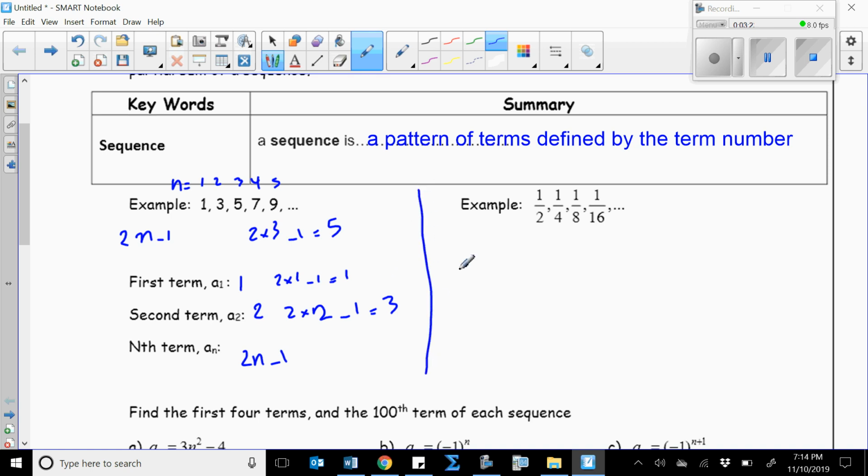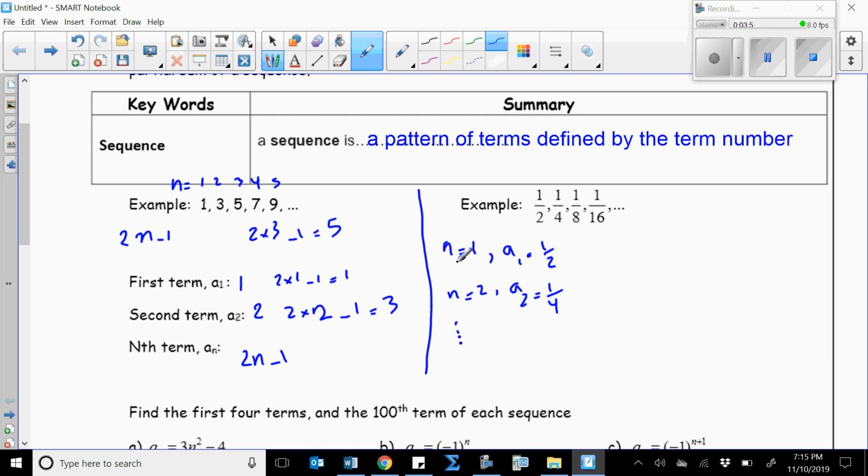Now let's look at the next example. 1 over 2, 1 over 4, 1 over 8, 1 over 16. So when n is 1, A1 is equal to 1 over 2. When n is 2, A2 is equal to 1 over 4.